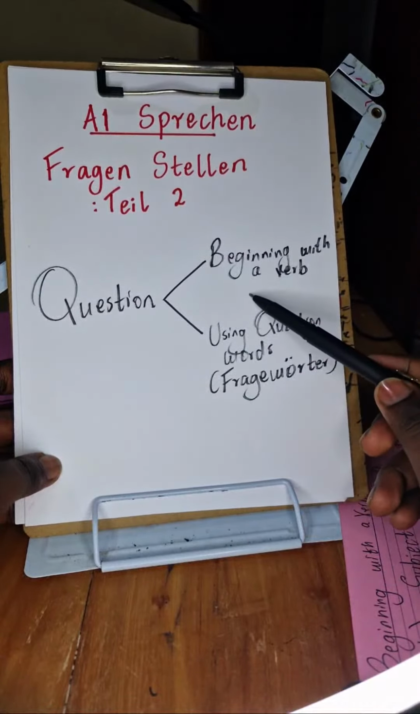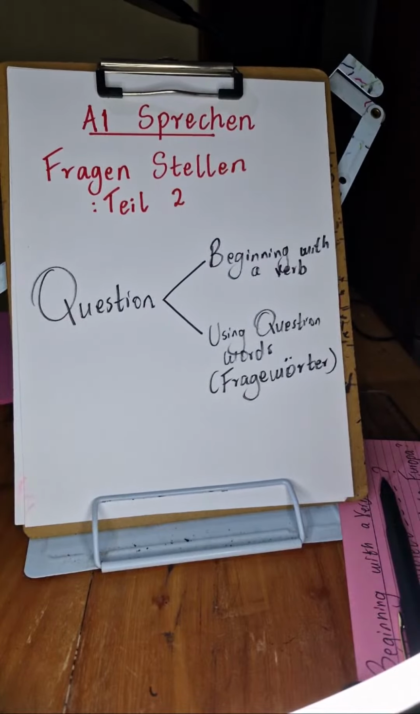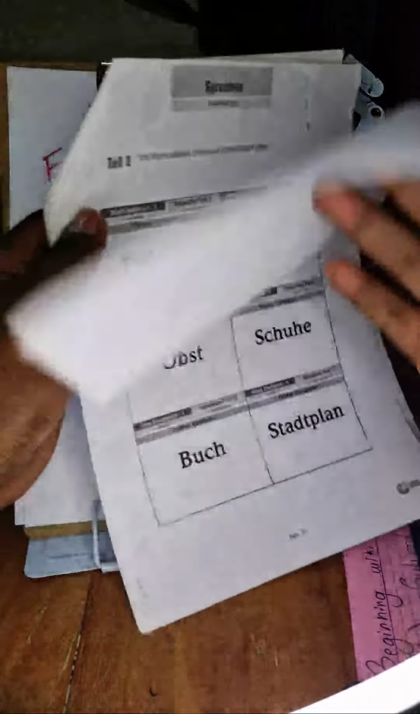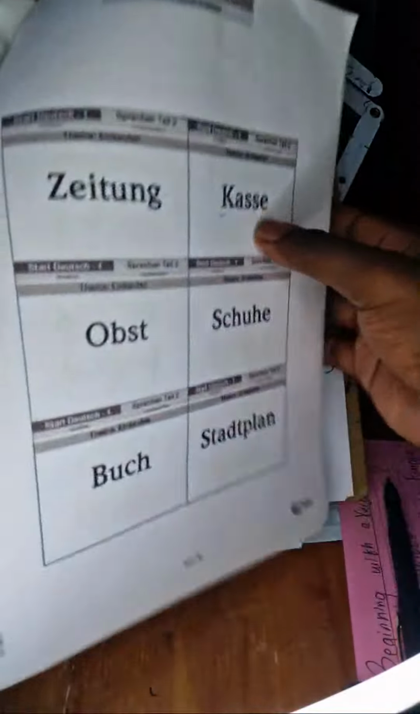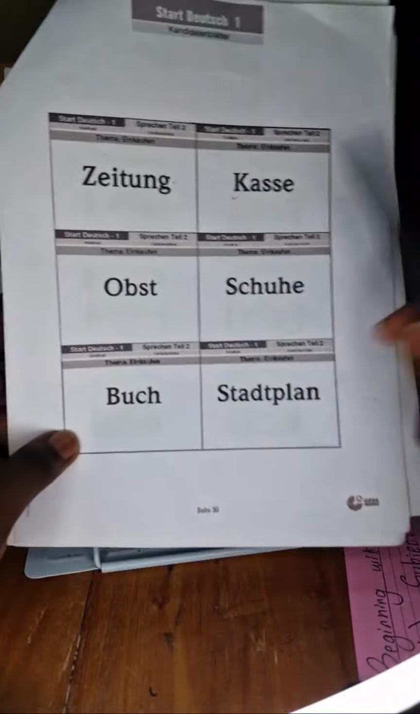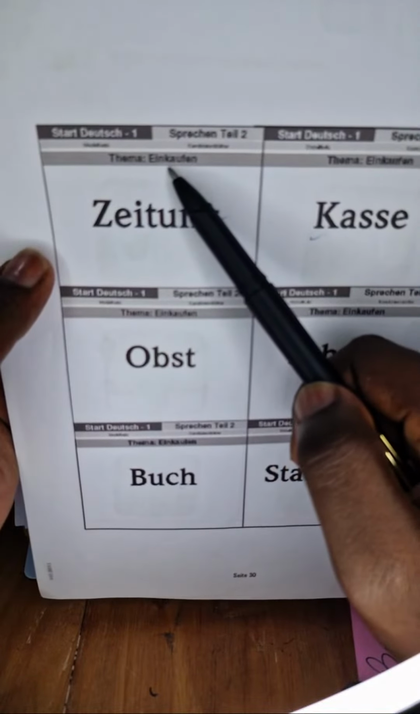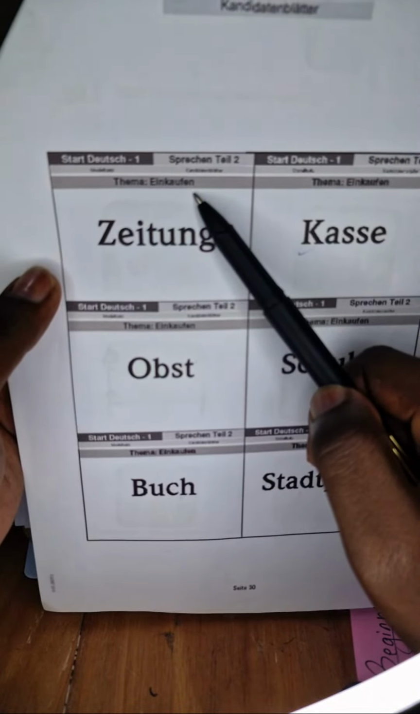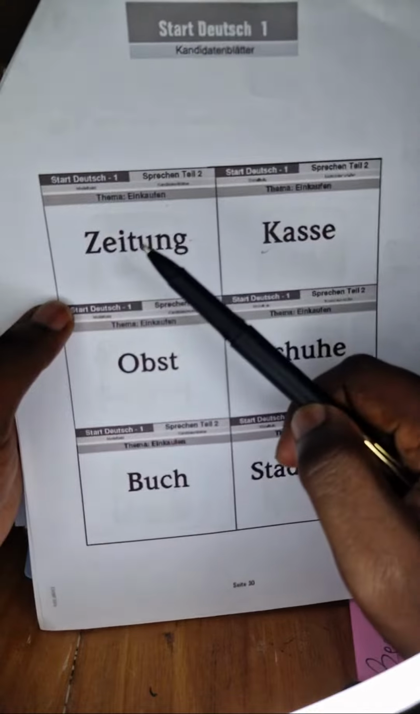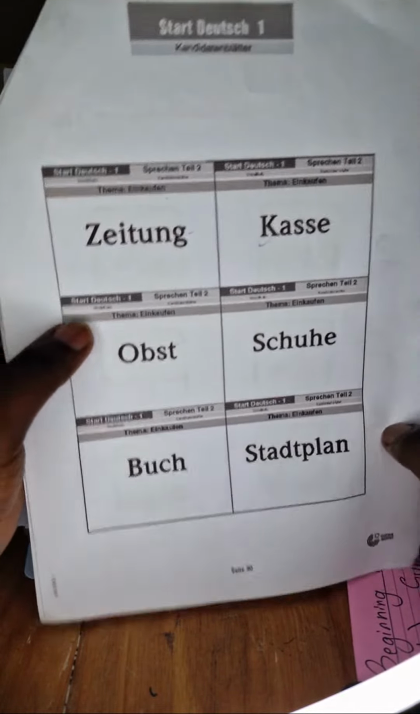That is beginning with a verb. And you can see you will be able to apply it in the various cards I've been given. Yeah? So if you check on this card that you've been given, I can apply that method, like in Zeitung, newspaper. And then there's going to be the tema, einkaufen, shopping or even buying, right? So, kaufen Sie die Zeitung? Are you buying the newspaper?